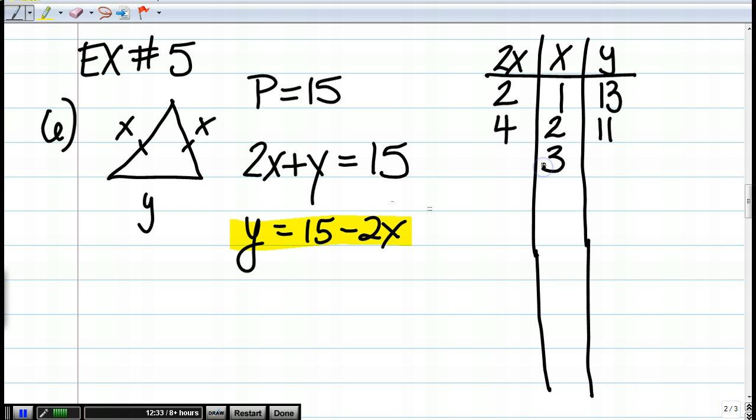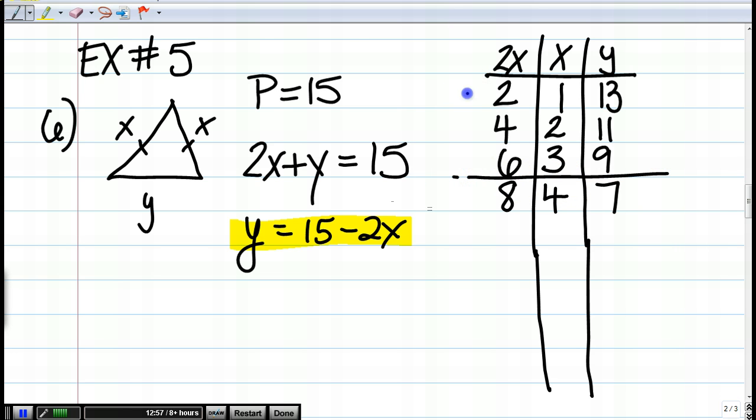I'll try 3. I plug in 3 for x. I have 15 minus that, I get 9. And 3 plus 3 is 6. So again, 6 is not bigger than 9, so that is not a possible combination. I will try 4. When I plug in 4 for x, I end up getting 7, and now this one works.